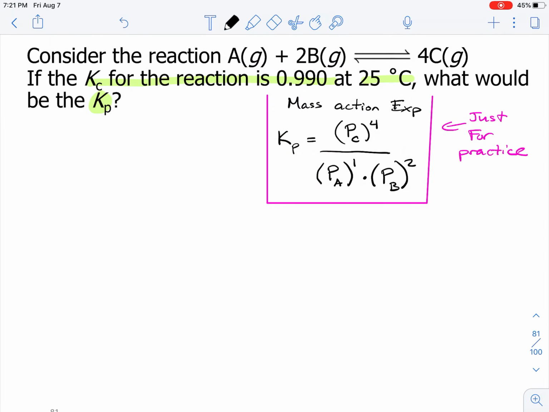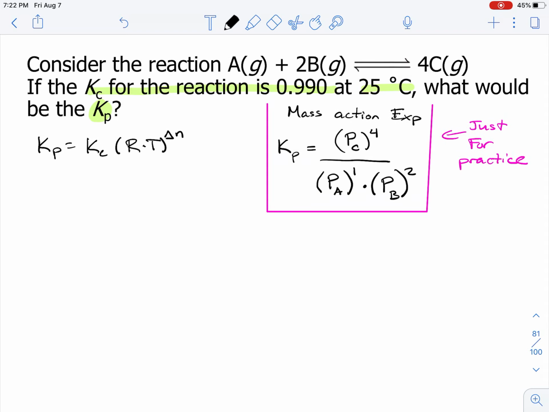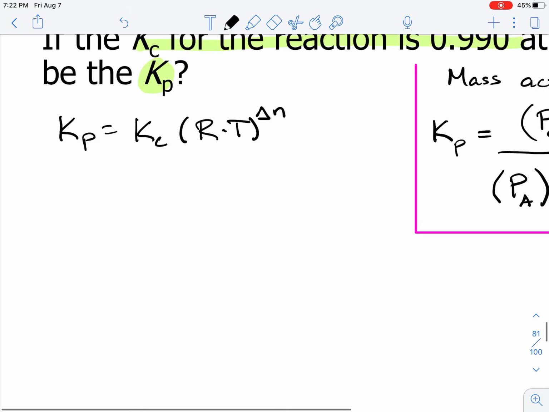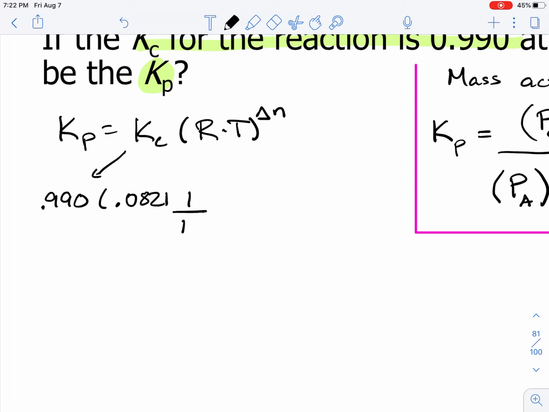Cool. So recalling the equation, we have Kp is equal to Kc, parentheses R times T, raised to the difference in the number of moles of gases. The only thing we have to do here is plug in our given values. So Kc is 0.990. That's easy enough. R, I'm going to move this over to this side. Let me zoom in. So this is going to be 0.990, and then R is going to be 0.0821, and the unit is going to be 1 per Kelvin.